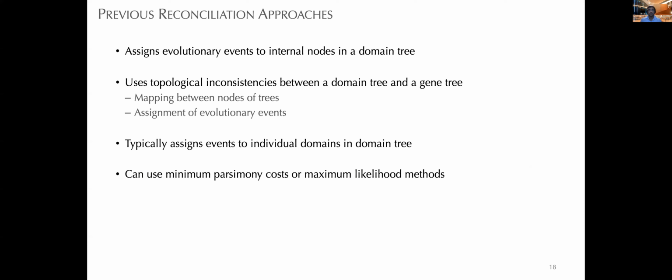Most methods use a parsimony model, assigning cost to each evolutionary event and trying to minimize the cost of an assignment subject to biological constraints from the gene tree. In most cases, events are assigned to individual domains in the tree, which means that they can't capture tandem duplication events because those affect multiple domains at once.